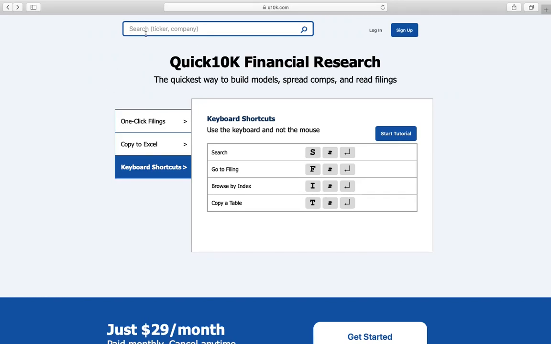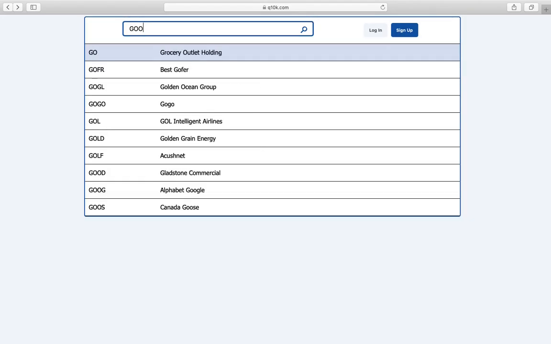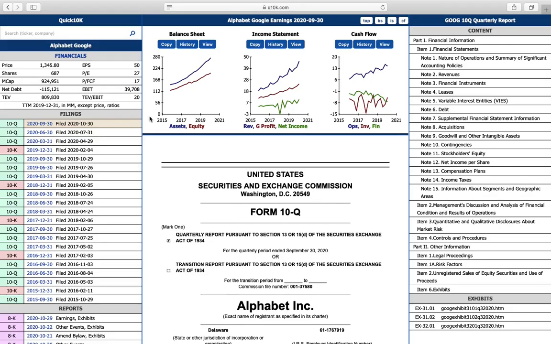So if you go to the search bar and type the ticker of the company, here we are looking at Google. So this brings up the page with all the financial information of Google. All these were the financial documents that were filed with the Securities and Exchange Commission, SEC. And 10Qs are the quarterly reports and 10Ks are the annual reports.